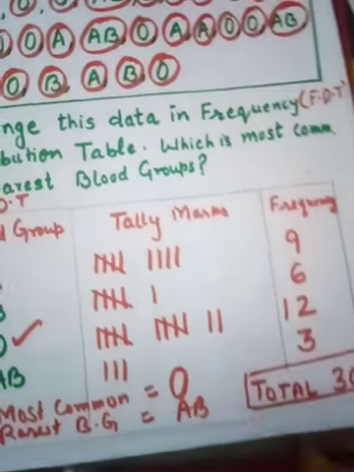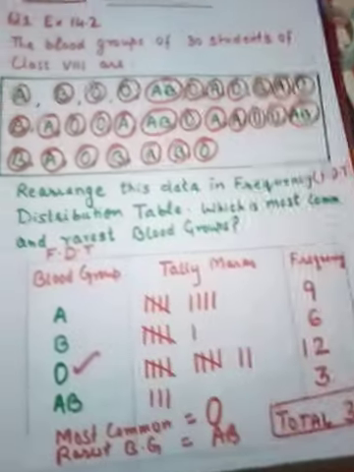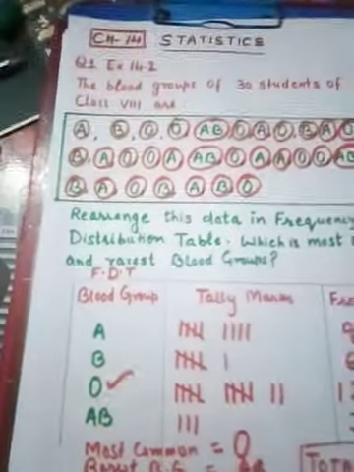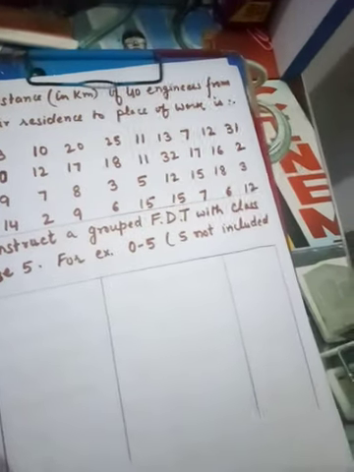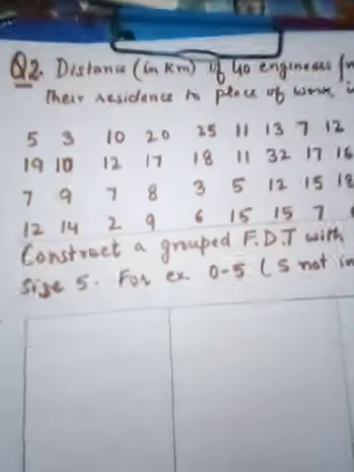Okay, so this completes our question number 1 of exercise 14.2. Now let's have one more question of the same exercise, that is question number 2, and the data for that is now. I hope the first question is clear to you. If it is clear, then let's take this question.